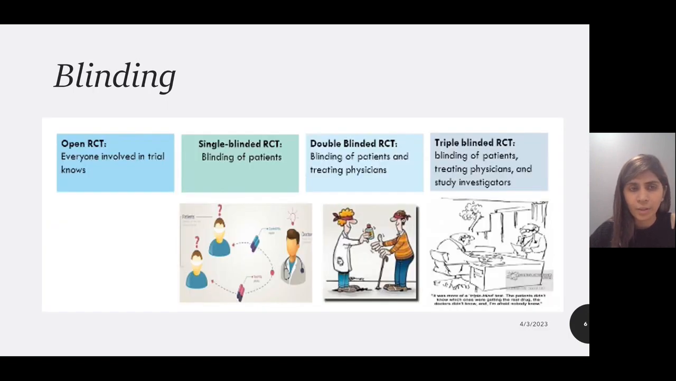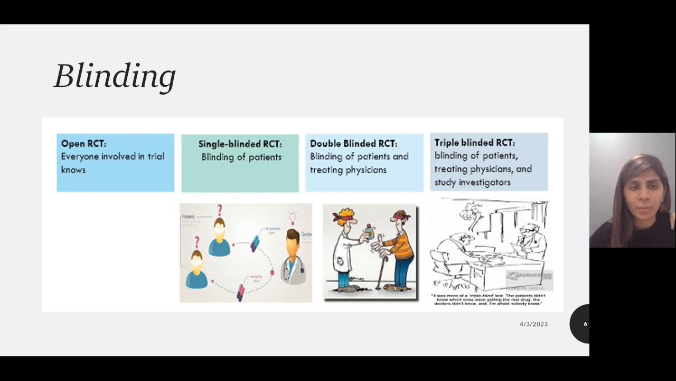Blinding can be done in various ways. It can be single-blinded, double-blinded, or triple-blinded. If an RCT is not blinded, everyone in the randomized controlled trial, which means the patient, the physician or anyone who is providing the intervention or who is analyzing the data, knows who is receiving the intervention or who is receiving the control.